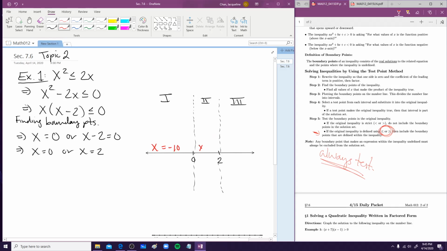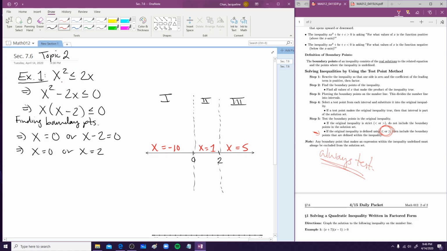Over here, we don't have that much of an option. We have to pick something between 0 and 2. We'll pick 1. You can also pick 1/2 or 3/2, it doesn't matter. But normally we pick whole numbers because fractions are gross. For the third interval, we have to pick something between 2 and infinity. Over here, I'll pick x is equal to 5. So what are we going to do with these values? We're going to plug them into our original inequality and then solve.